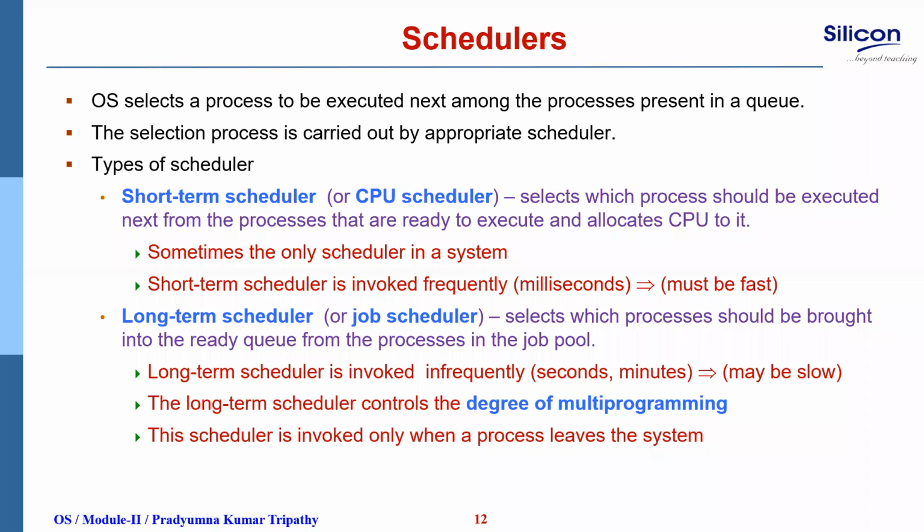Sometimes the only scheduler working in the system is the short-term scheduler, because once the long-term scheduler is done, it works again only whenever a job leaves. So sometimes only the short-term scheduler might be working, right? Short-term scheduler is invoked frequently, and it is very fast because it has to select the process very quickly.